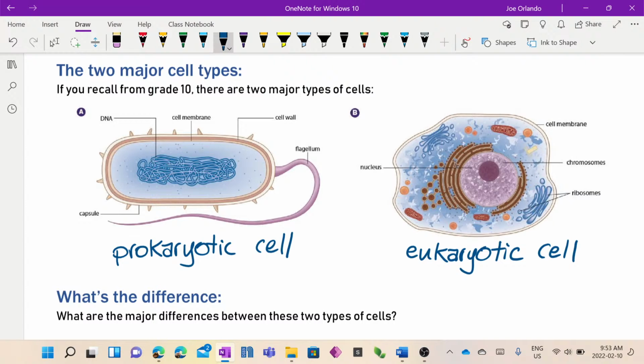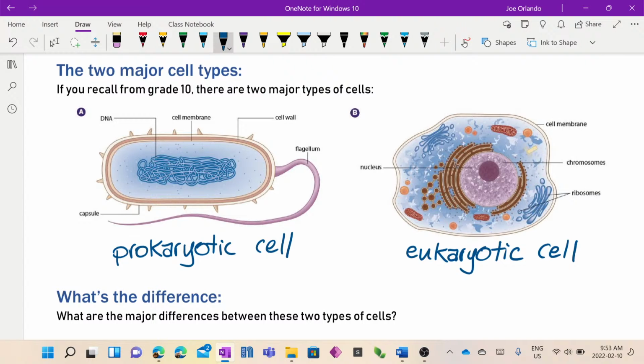One has a tail and one doesn't. Sorry? One has a tail and one doesn't. One's emptier. Sure, yeah, sure. One is emptier, definitely. One of them has a cell wall. Yeah, one of them does have a cell wall. That's true. Now, mind you, some eukaryotic cells have cell walls too. But in this particular example, yeah.